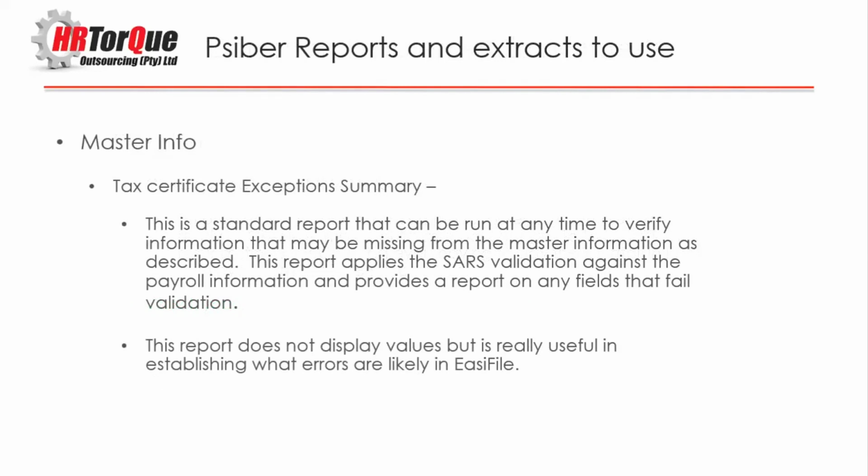So moving on now to what reports and extracts we can use within the payroll system to start to look at our returns, balance them and make sure that we're fine. We'll start off today with Saba. Our first one is in our master information, and we want to look at the tax certificate exception summary. This is a standard report, and you can run it at any time to validate what information is potentially missing and what you still need to get hold of and put into payroll.